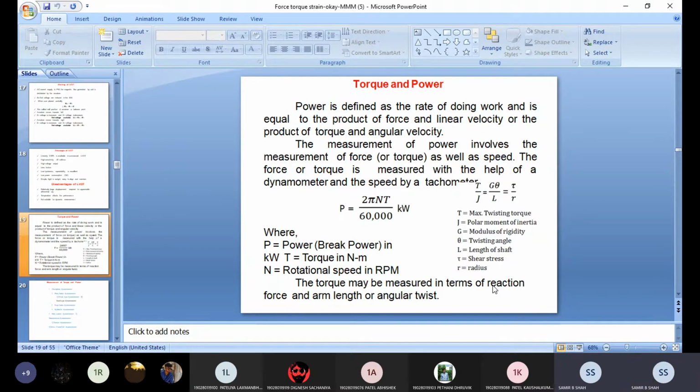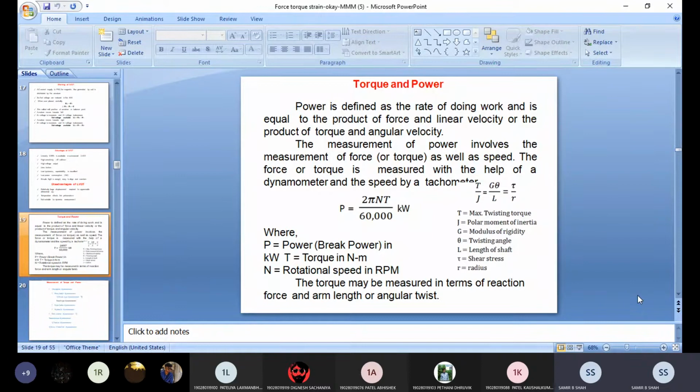torque is force into radius. But when we talk about the power, then the power P is equal to 2 pi N T by 60. That is, we are getting in the watt, right? If it is in kilowatt, then 60,000 is there. So if we find the torque, then we directly measure the power also. That is the main advantage of measuring the power or torque. If we have measured any one thing, the other quantity we get with the help of another equation.